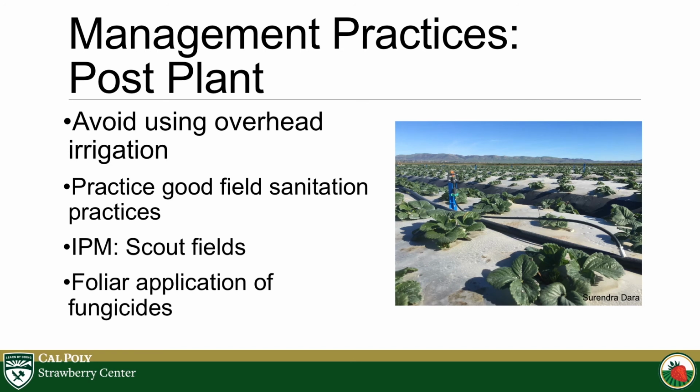After planting, if anthracnose is in your field, the best way to manage it is by avoiding using overhead irrigation. This is important because the anthracnose spores love to spread through irrigation. Another thing is practicing good field sanitation practices. This includes removing weeds, infected plant material, and infected fruit. It's important to remove them because through irrigation they can spread easily if those plant material are infected and in the furrows.